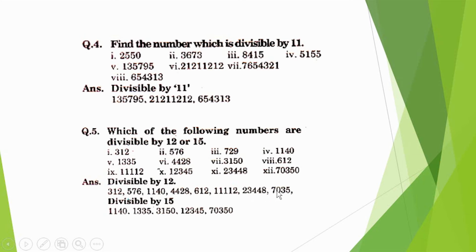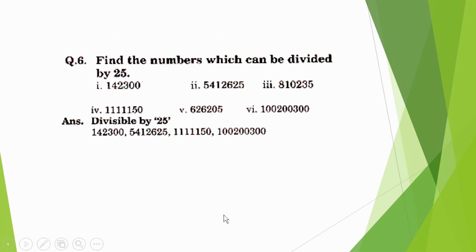312, 576, 1,140, 4,428, 612, 11,112, 23,448, 7,035 divisible by 12. Divisible by 15: 1,140, 1,335, 3,150, 12,345, 70,350 divisible by 15. Find the numbers which can be divided by 25.